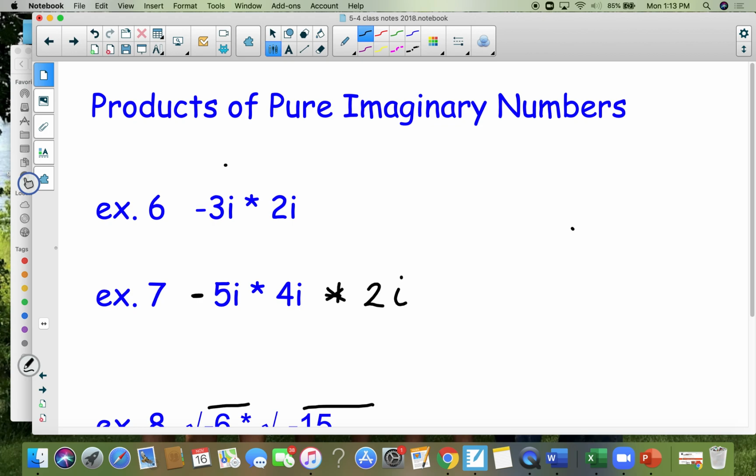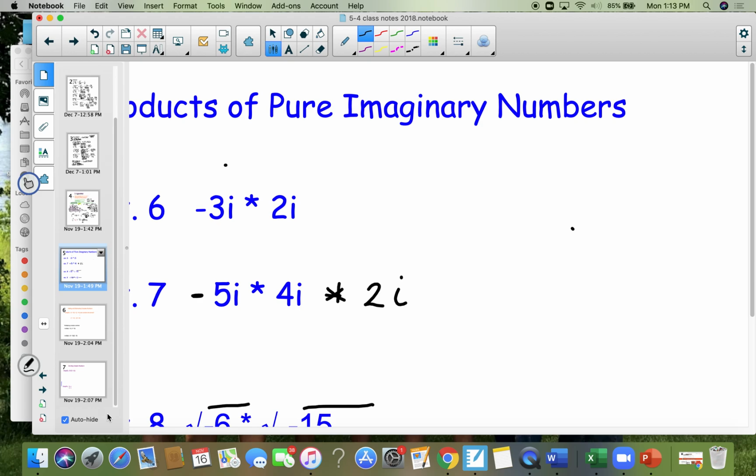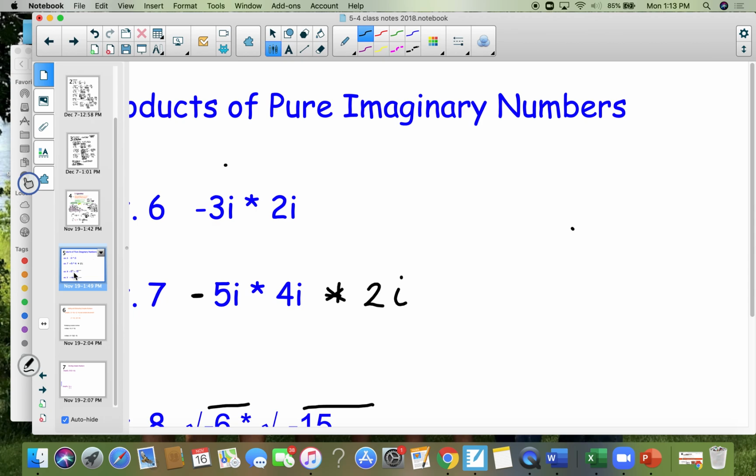Okay, now we're going to learn how to multiply. We're going to learn how to add, subtract, and multiply. So let's start with this one first.